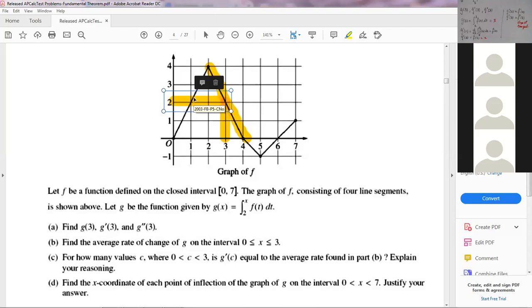48. Square root of 7. Okay, so it's rise over run. E to the power of 45. 1, 2, 3, 4 divided by 2.